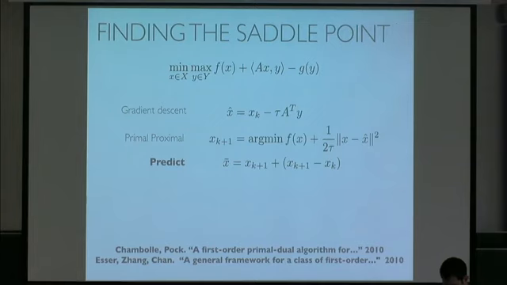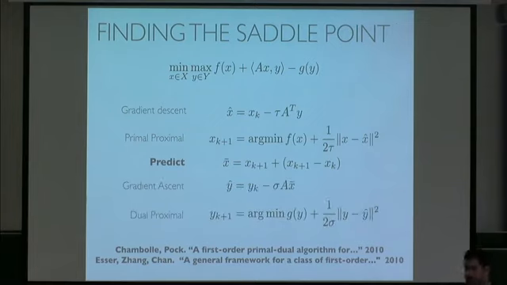And then I have a gradient ascent step. I take a gradient ascent step for y. I do a forward step on the crosslink term and a backward step on the objective term g. But when I compute these gradients, I compute them at the point x bar. So I'm not using the iterate xk plus 1, I'm using the predicted iterate x bar to compute where these gradients are.